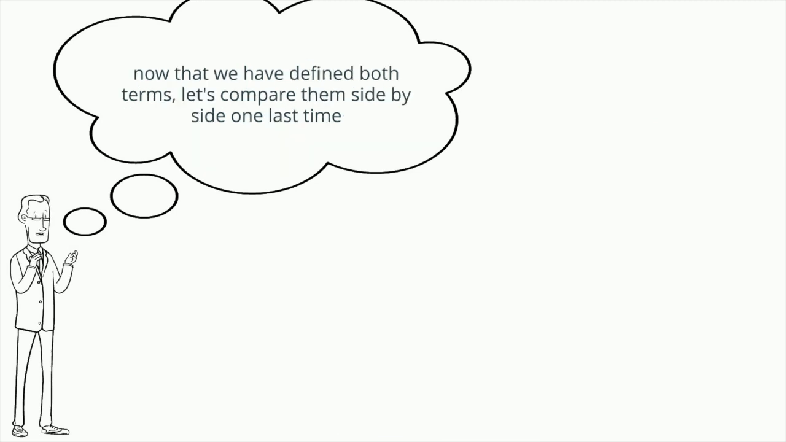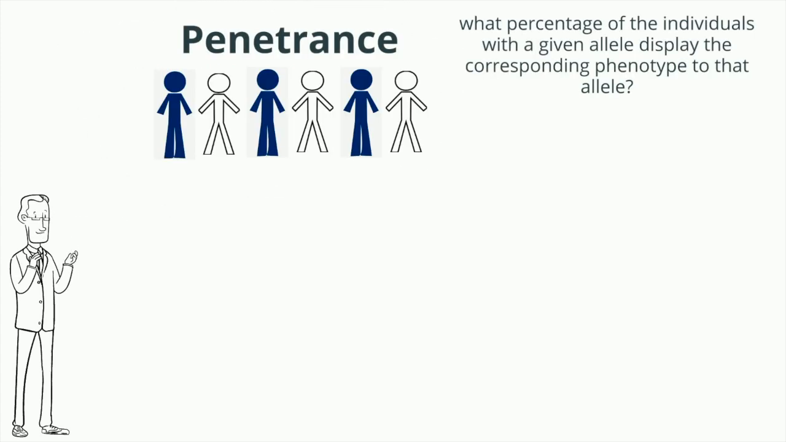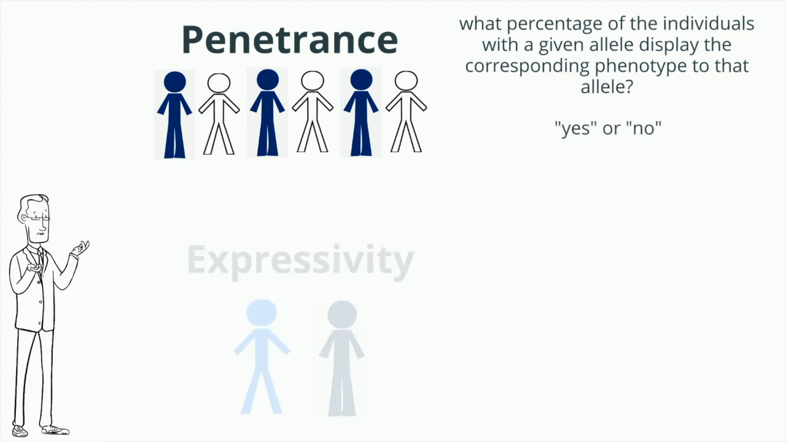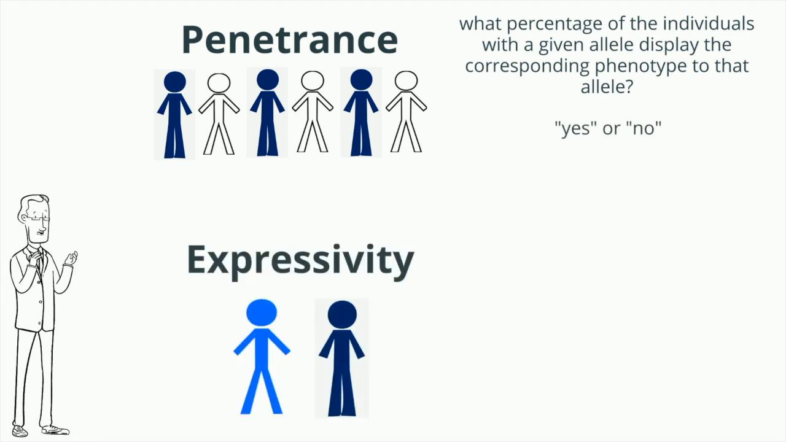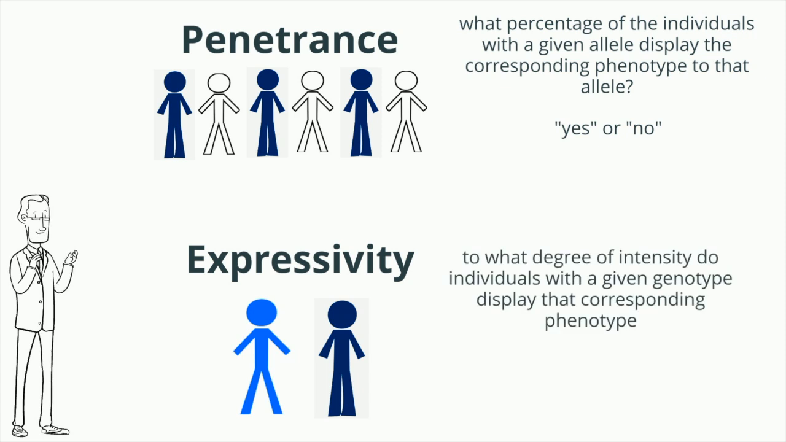Now that we've defined both terms, let's compare them side by side one last time. Penetrance is the percentage of the individuals with a given allele that display the corresponding phenotype. Expressivity refers to the degree of intensity of the expression of a given genotype.